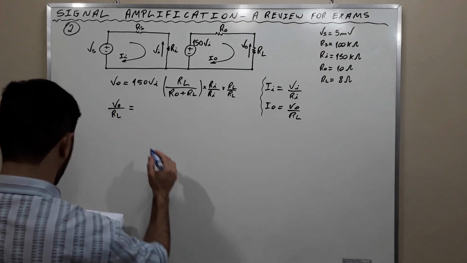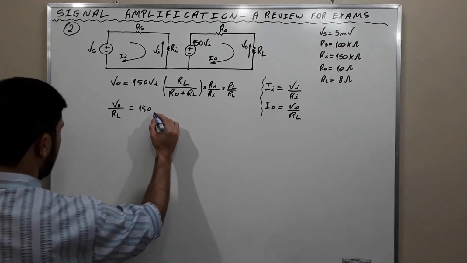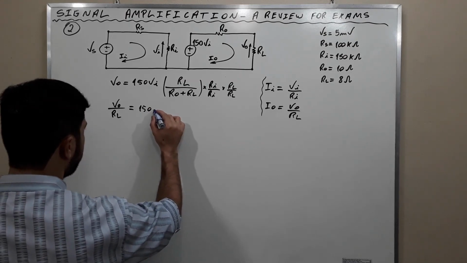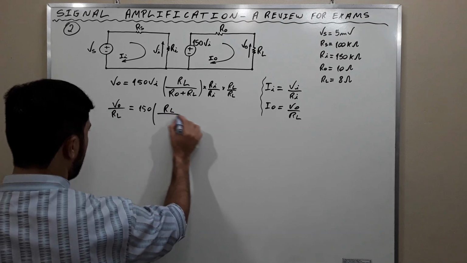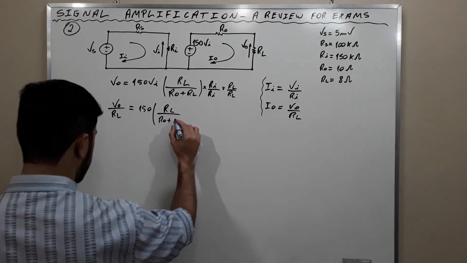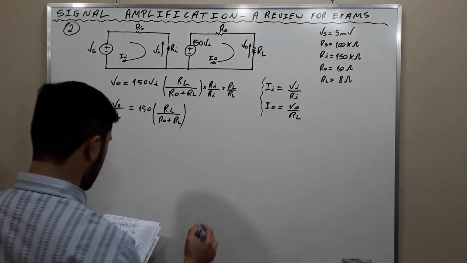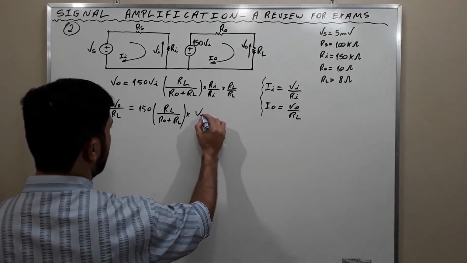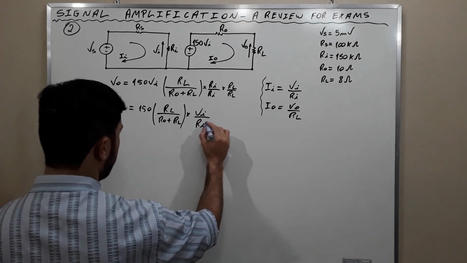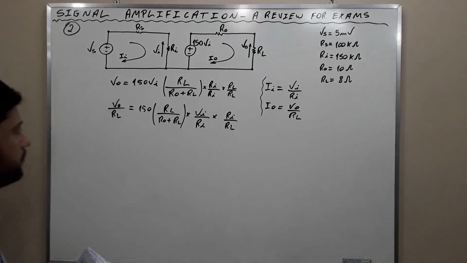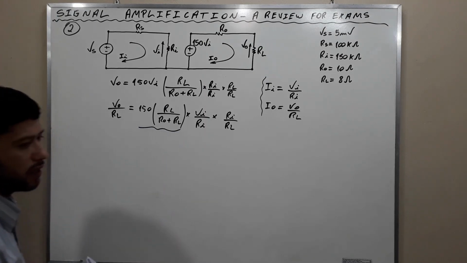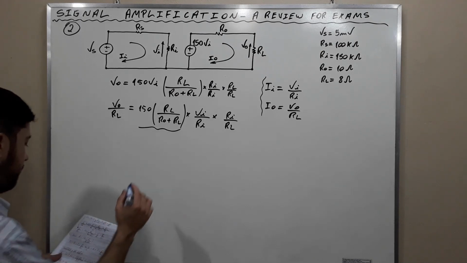VO over RL equal to 150 times RL over RO plus RL, multiplying VI divided by RI times RI over RL. Okay? This is the gain. The voltage gain that we calculated in letter A. Okay, this is AV.